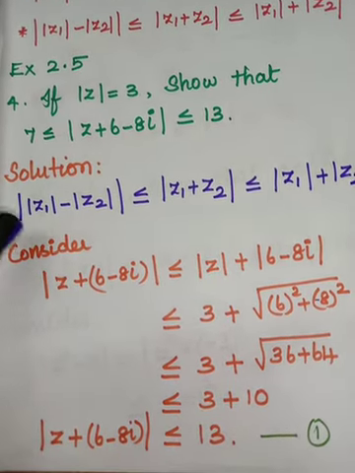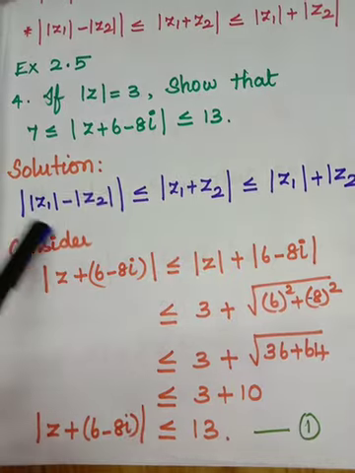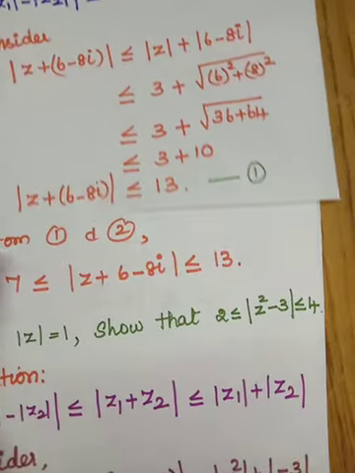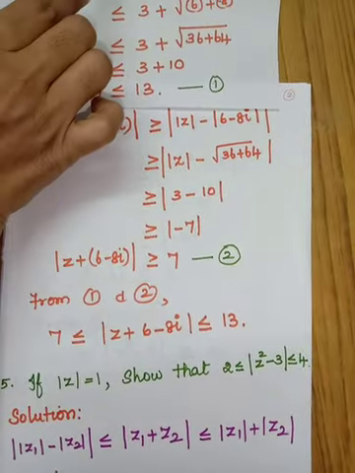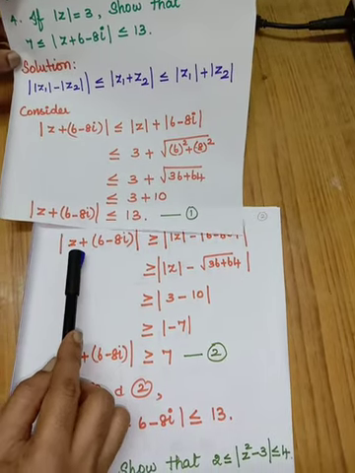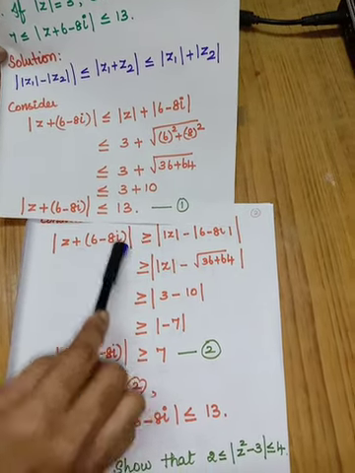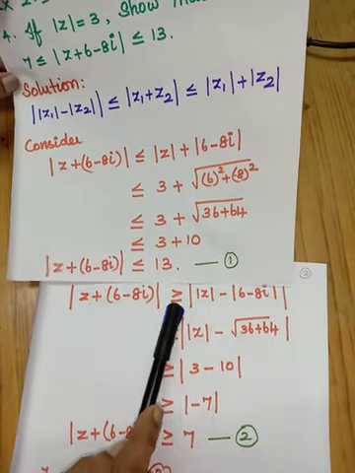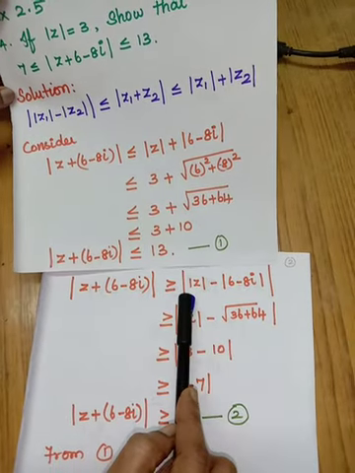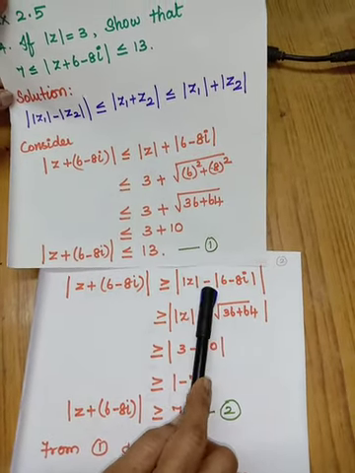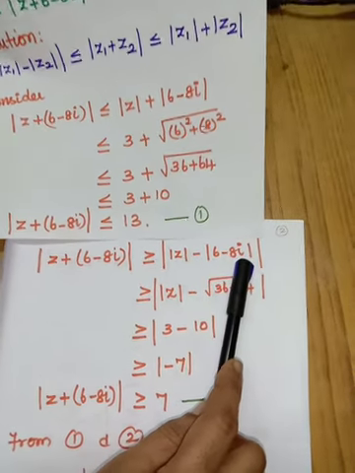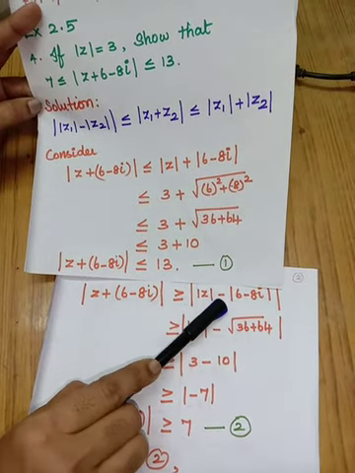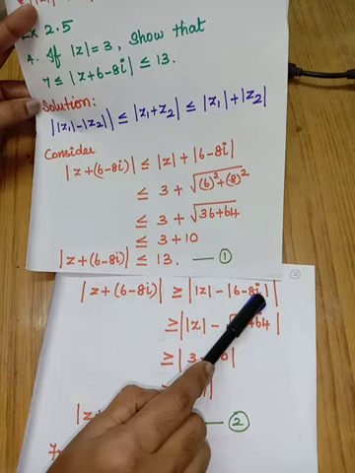Okay, in the next one you are going to consider the first two terms. What are the first two terms? First I write the second term, modulus of z plus 6 minus 8i. Looking at this, it is greater than or equal to, how will it be written? Modulus of z minus modulus of 6 minus 8i.